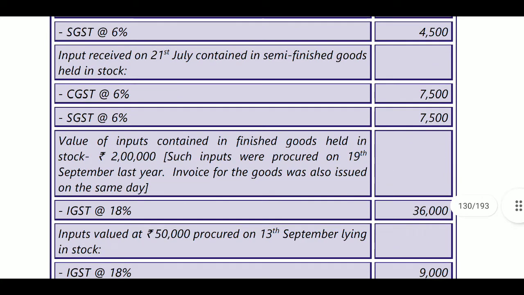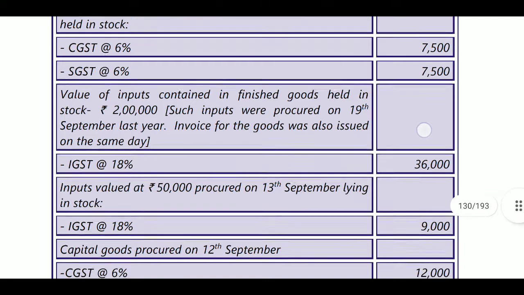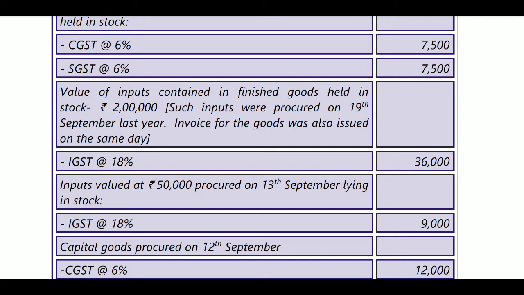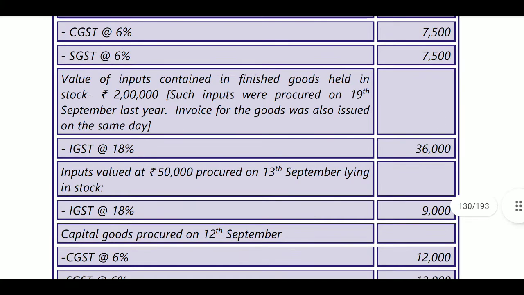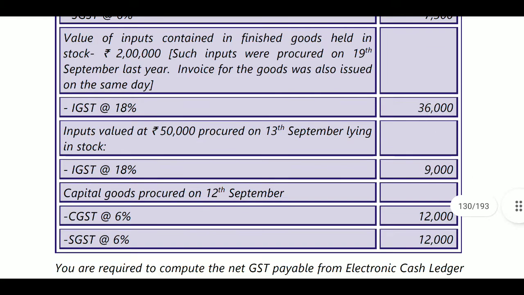Next, value of inputs contained in finished goods held in stock is 2 lakhs. Such inputs were procured on 19th September last year, and the invoice of the goods was also issued on the same day. So it relates to goods procured prior to 1 year. It is not allowable as a claim of ITC. Next, input valued at 50,000 procured on 13th September lying in stock, IGST 18%. It is in the same month, so 9,000 IGST will be allowable.